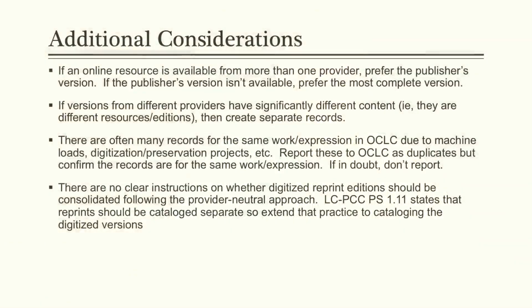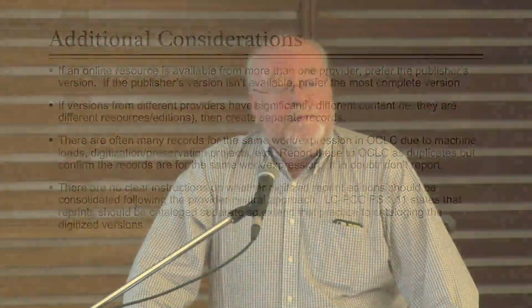In addition, if an online version is available from more than one provider, so the publisher has licensed it to more than one organization or vendor, prefer the publisher's version if the publisher's version is available. So for example, if I have a journal that is published by Wiley, I have the current issues available from Wiley, but another set of issues available on the EBSCOhost platform, I would prefer to use the publisher's platform as the basis for description. Okay.